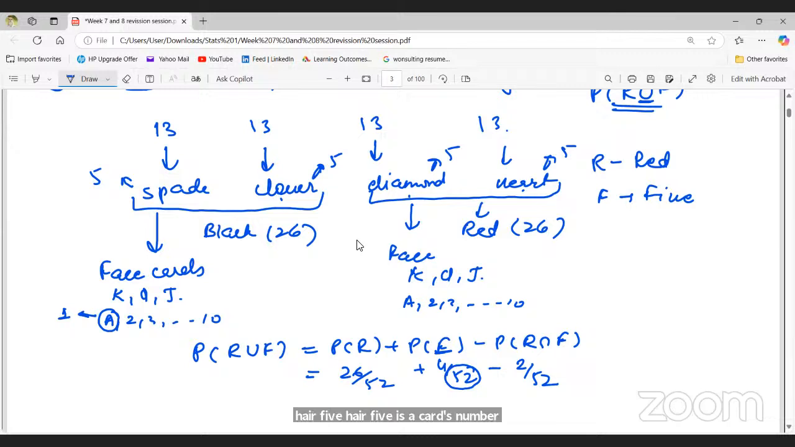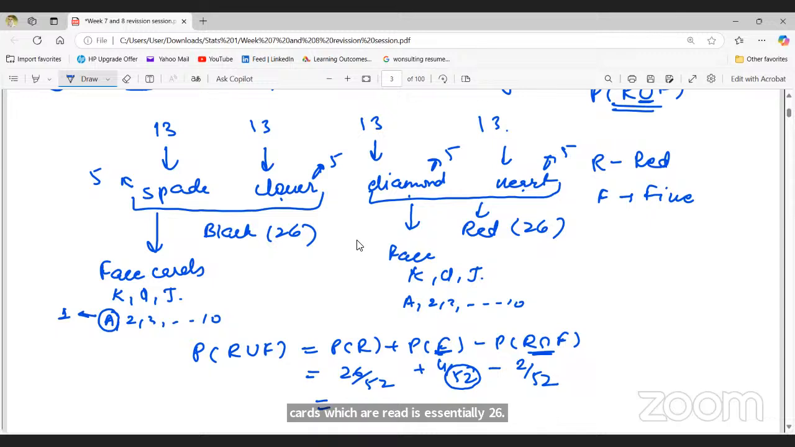Yes, 5 is the card number. Now, R intersection F, you got it? I have a question on that. Our total number of red cards is essentially 26, so would it be 2 by 26 or 2 by 52? How do we come to a conclusion on that?